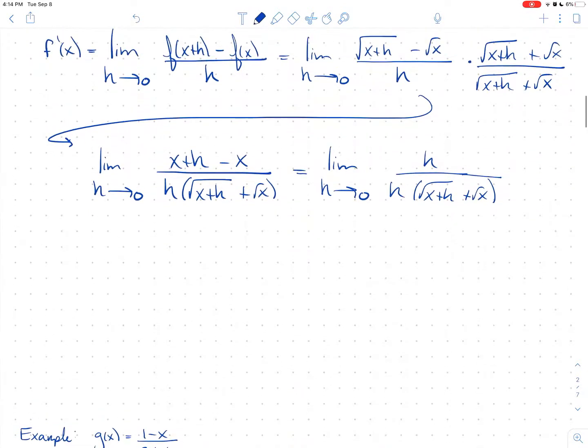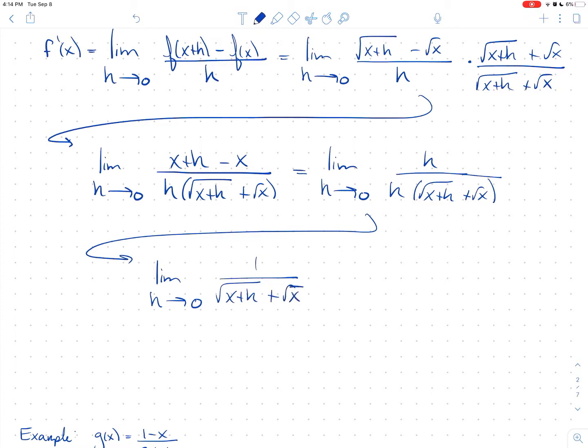And now at this point, we can cancel those h's, and so I get the limit as h goes to 0 of 1 over square root of x plus h plus square root of x. And again, the key here is to recognize that it's h that's moving. h is the thing that's going to 0. x is just some number. And so we can go ahead and let h go to 0. And when I do that, I'm going to get exactly 1 over root x plus root x, which is the same as 1 over 2 root x. And so that's the derivative of square root of x.